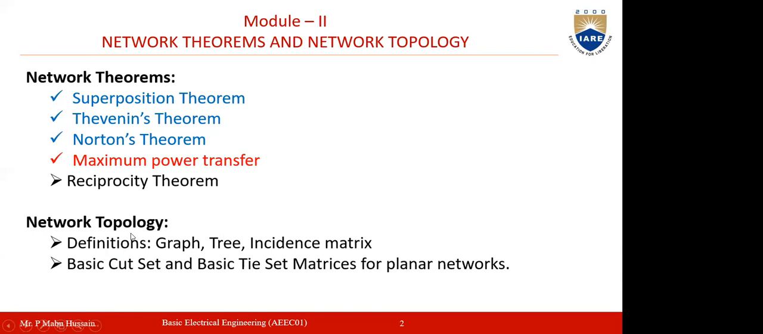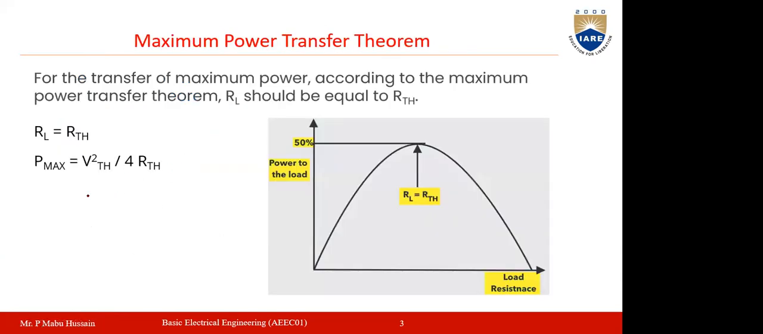So if you have a network like this, one voltage source which is having a source resistance RS, and this is the voltage source Vs, and here you have the load resistance. This load resistance is a variable resistance. Now, while changing this RL, if the RL becomes equal to the source resistance RS, then you can say that maximum power will be delivered to the load.